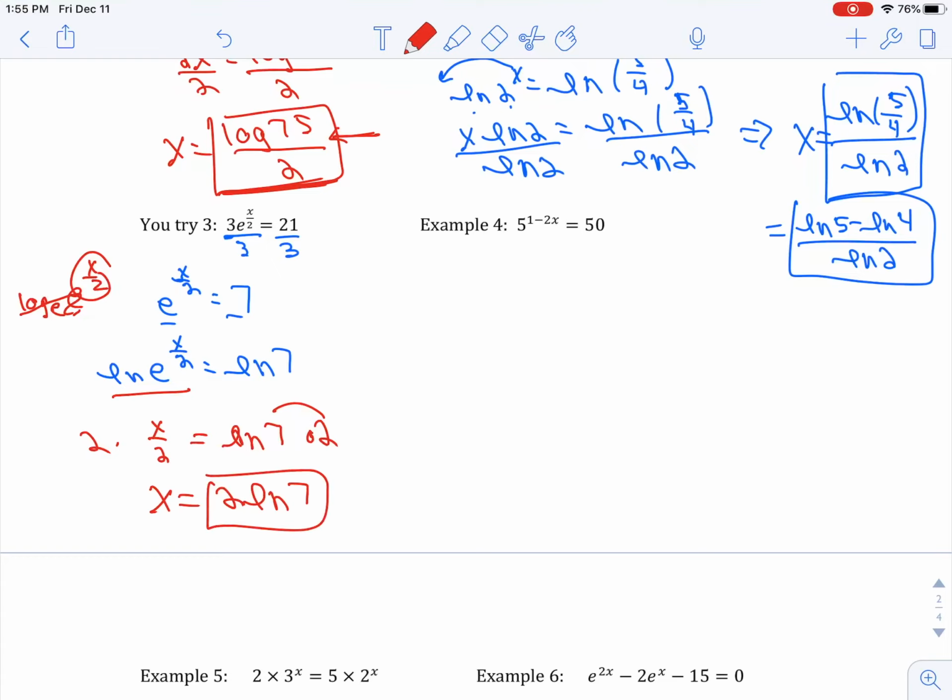For number 4, again, we can't change both of those to the same base, so we're just going to have to take the logarithm of both sides. And because there's no base of 10 or e, it doesn't really matter which one you do. And so I'm going to just use ln. Like I said, that's what I usually use because that's what we use in calculus. All right, so we end up with this.